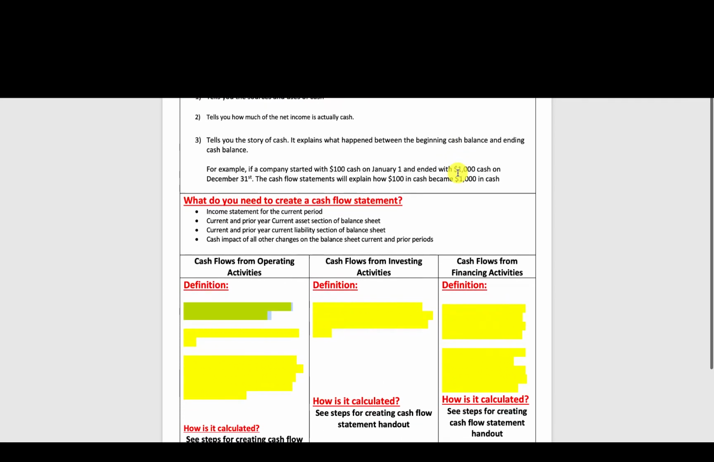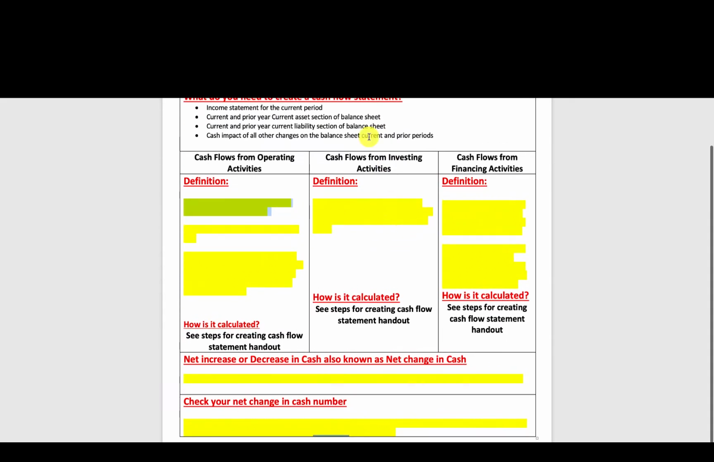In the previous video, we went over the cash flow statement, what its purpose is, and we talked about what you need to create it. And now in the second part of this cash flow term series, we're actually going to look at the parts of the cash flow statement.